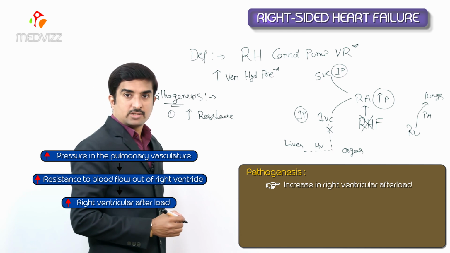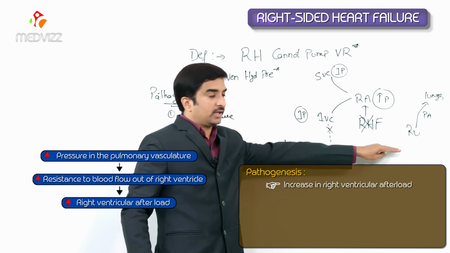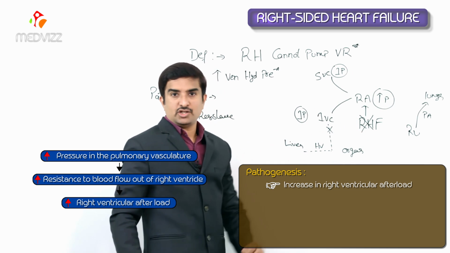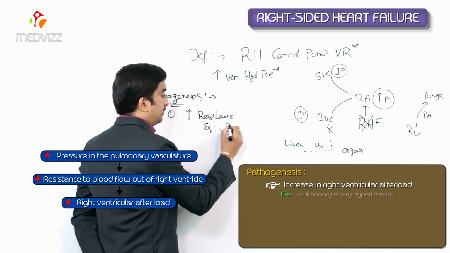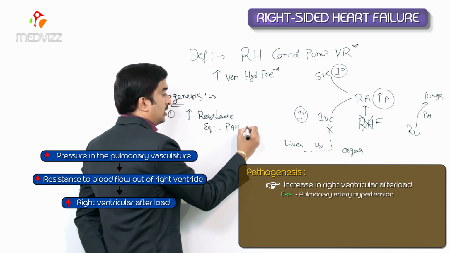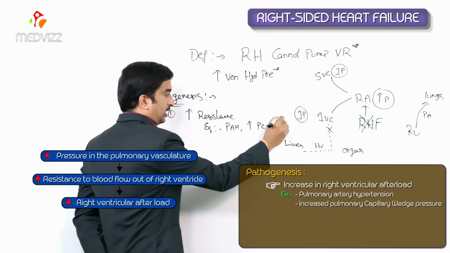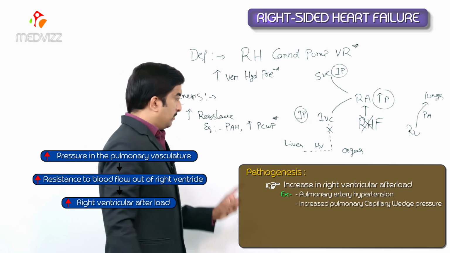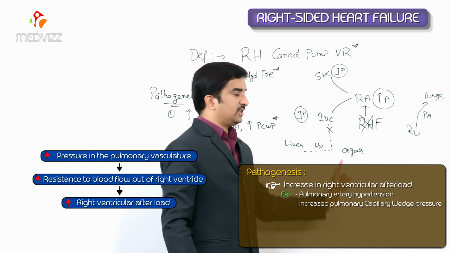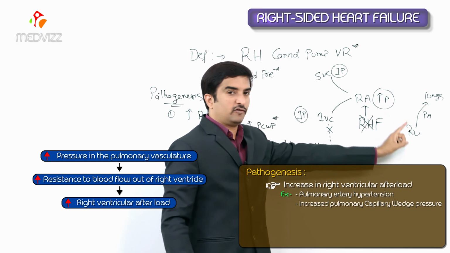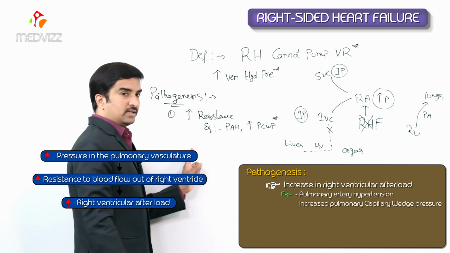Increased resistance to the blood which is going out of the right ventricle via pulmonary artery into the lungs. Examples for such cases are pulmonary artery hypertension or increase in the pulmonary capillary wedge pressure. Important MCQ: one mechanism explains that because of increased resistance to the outflow of the blood from the right ventricle to the lungs by means of pulmonary artery, there will be a development of right heart failure.